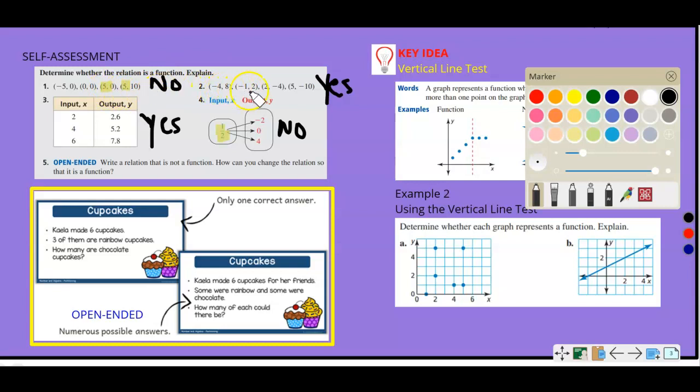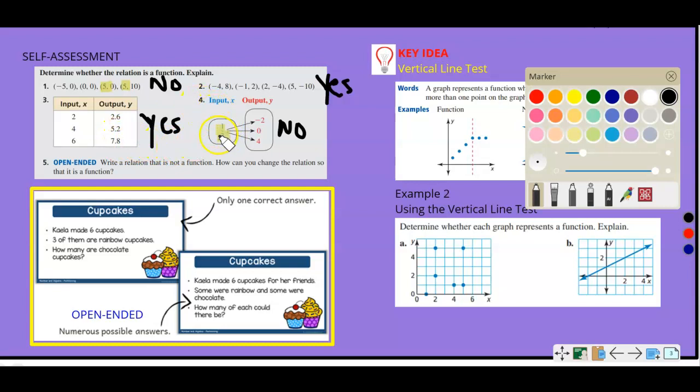Number 2, -4, -1, 2, 5. Yes, this one is a function because all the x's are unique. Number 3, 2, 4, 6. Yes, this one is a function. And you can see you don't even really have to look at the y values or the output.